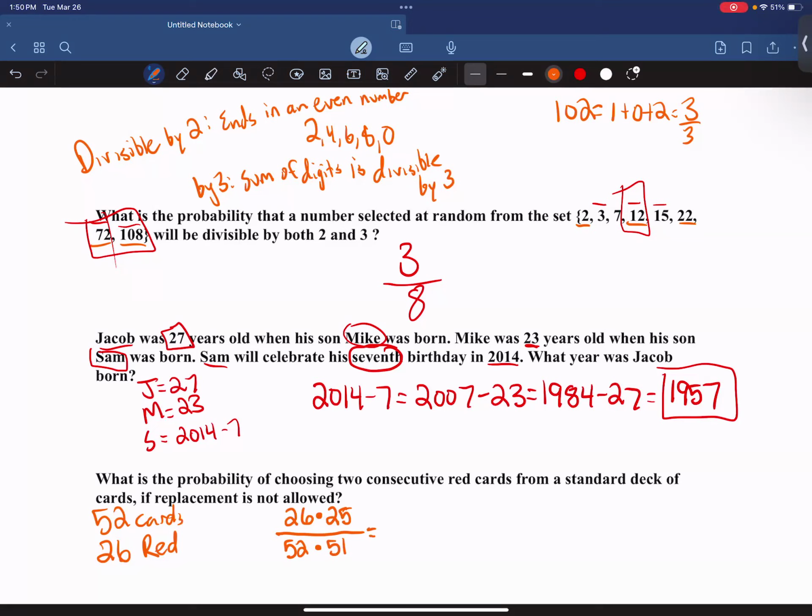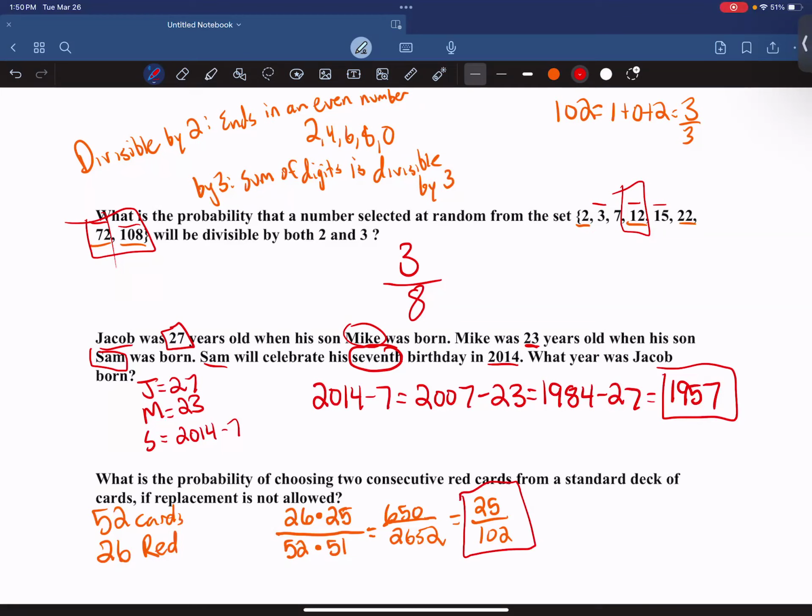You multiply those 2 together, and you arrive at 650 over 2652. And that's your probability. Of course, that's not going to be an option because simplifying is probably going to be required. If you divide both of those by 26, you'll arrive at 25 over 102. And that would be your probability of drawing 2 consecutive red cards.